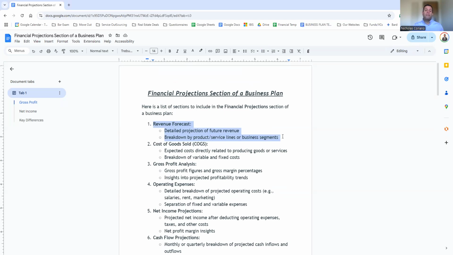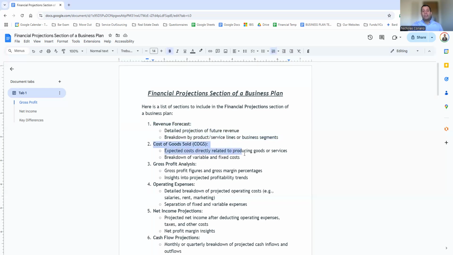So when you're projecting out your financial projections in your business plan, what you want to do is break it down by, let's say you're a restaurant and it may be beverages, food, alcohol. It could be a service business like mine where it's business plans, pitch decks, websites, financial projections, 4 different things that I help my clients do. We can break that down. So revenue projections is the first thing you want to include in the financial projections section of your business plan.